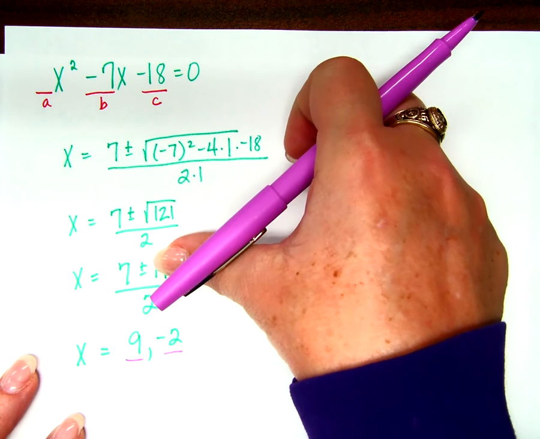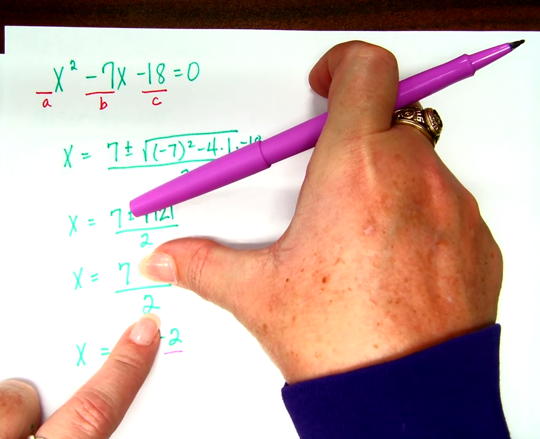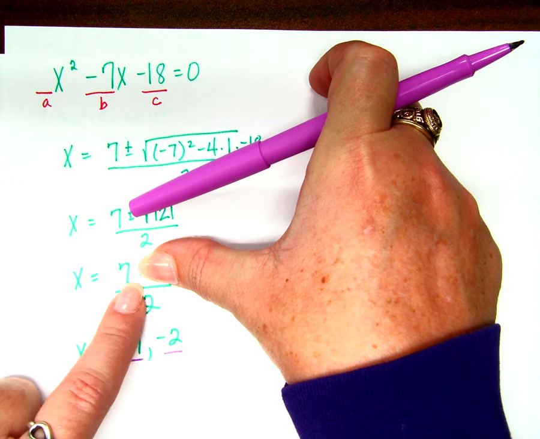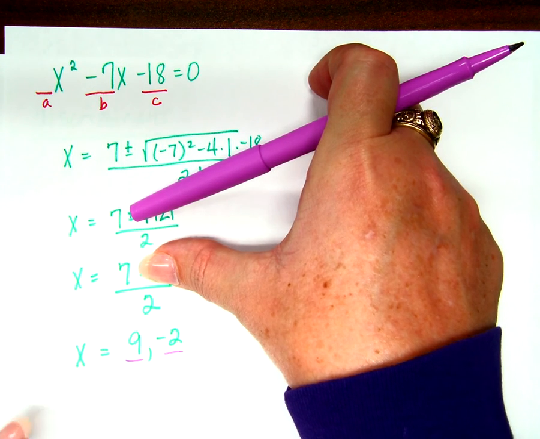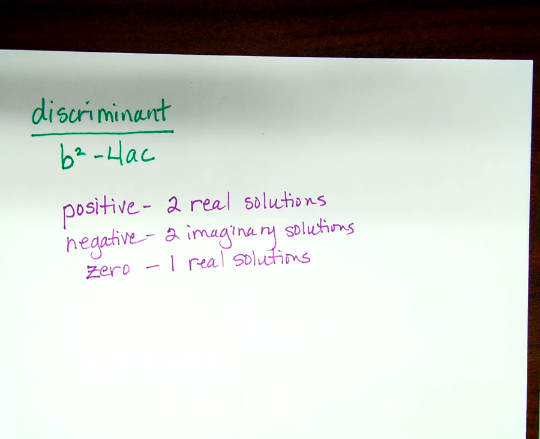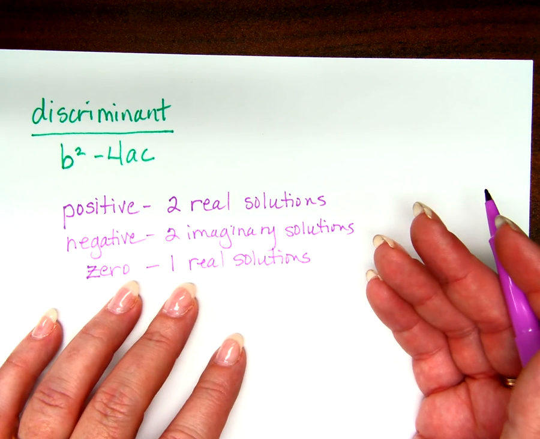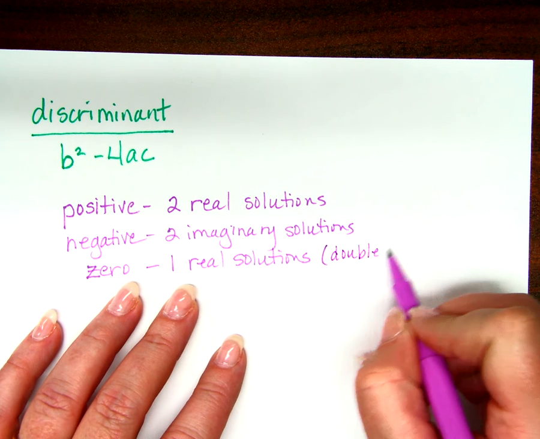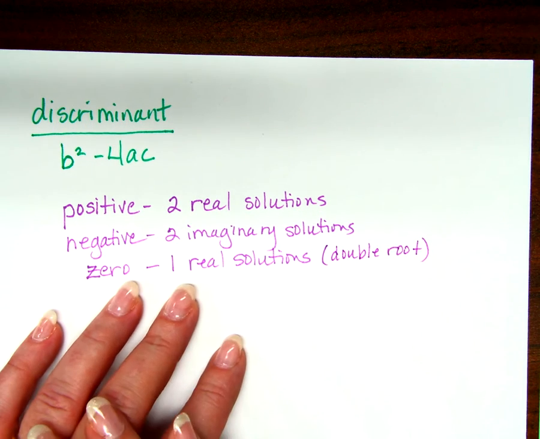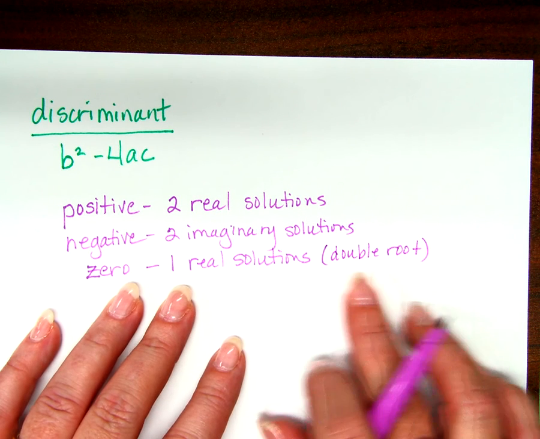Pretend this is a 0 again. 7 plus 0 over 2 is 3.5, right? What's 7 minus 0 over 2? So really, I did get two solutions. They're just the same. So it is 1, because we're not going to write 3.5 twice. That's silly. But we need to remember this is a double root. It's one real solution, except it's 2 because it's a double root. They're the same root.